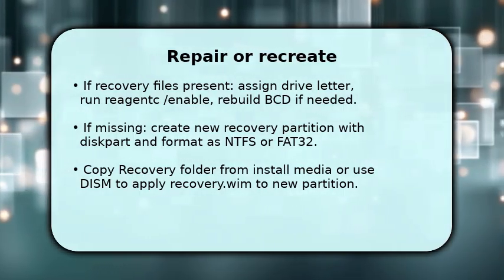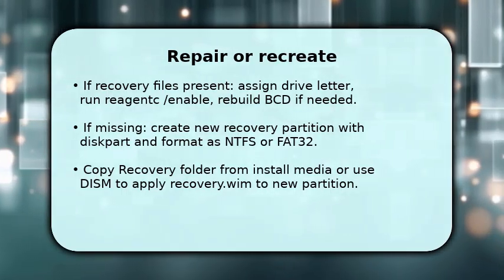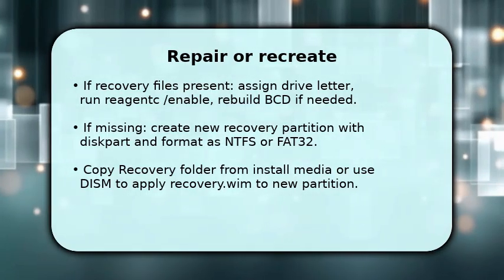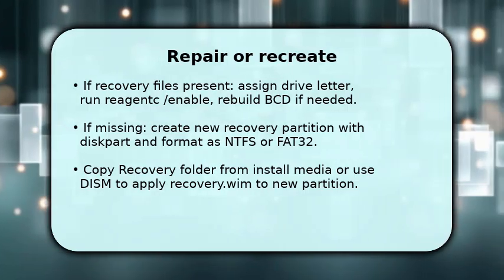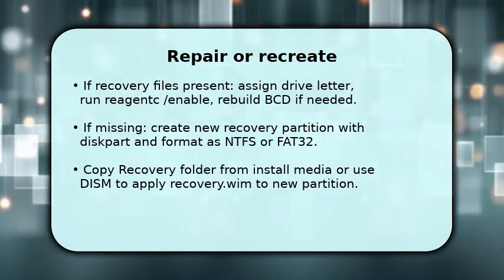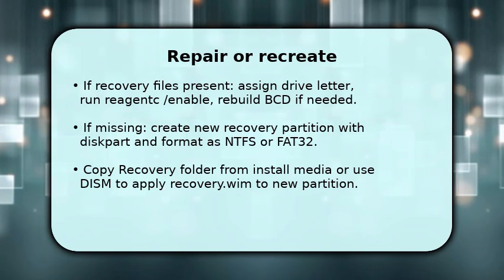If files are missing, use diskpart to create a properly sized partition, format it NTFS or FAT32 depending on your system, and assign a letter. Then copy the recovery folder from installation media or use DISM to apply the recovery WIM into the new partition so Windows recognizes it as a recovery environment.